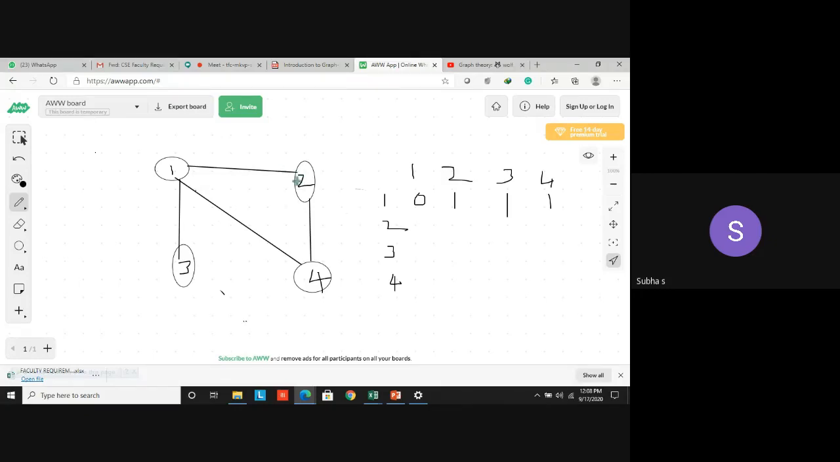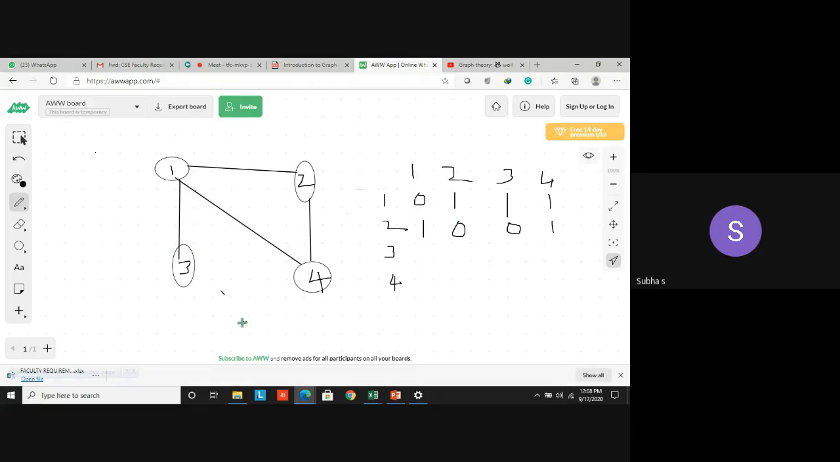Now check what nodes are adjacent to 2. Adjacent means they are the endpoints of a particular edge. 2 and 1 are the endpoints of this edge, so 2 to 1 is 1. Is there any path from 2 to 2? There is no self loop at all, so put 0. Is there any path from 2 to 3? No, so put 0. Next, there is a path from 2 to 4, so make it 1. Find the adjacent vertices and put the value 1 for those vertices. That is what I am saying in a different way: if there is a path, you put 1.